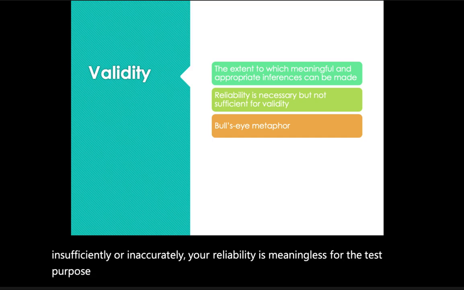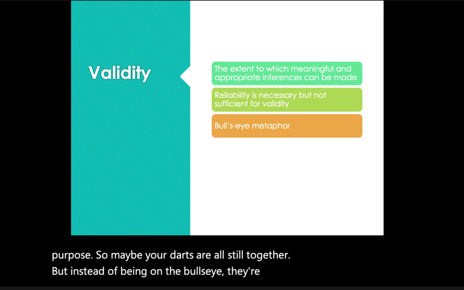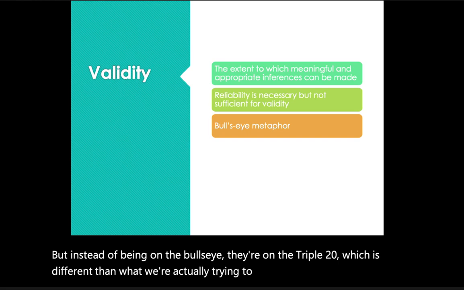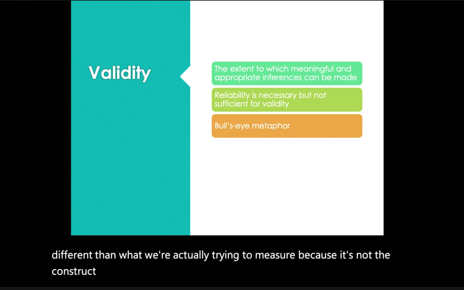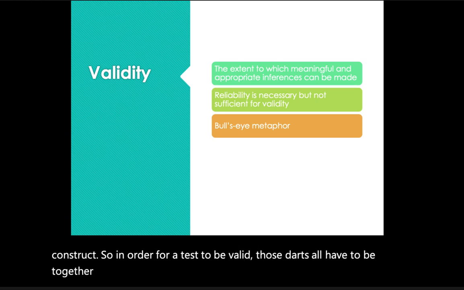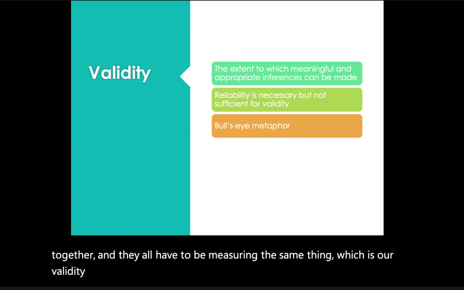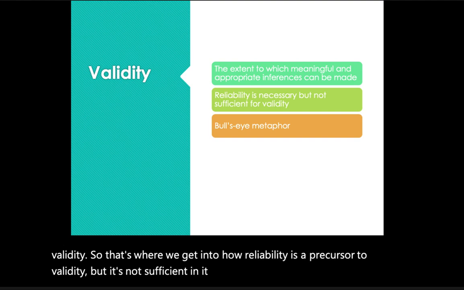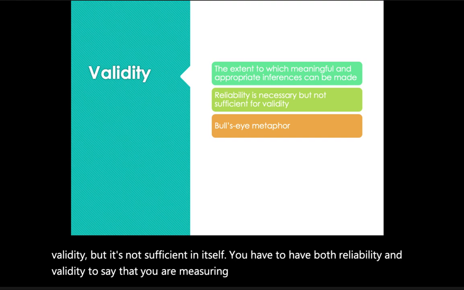So maybe your darts are all still together, but instead of being on the bullseye, they're on the triple 20, which is different than what we're actually trying to measure because it's not the construct. So in order for a test to be valid, those darts all have to be together and they all have to be measuring the same thing, which is our validity. So that's where we get into how reliability is a precursor to validity, but it's not sufficient in itself. You have to have both reliability and validity to say that you are measuring your construct.